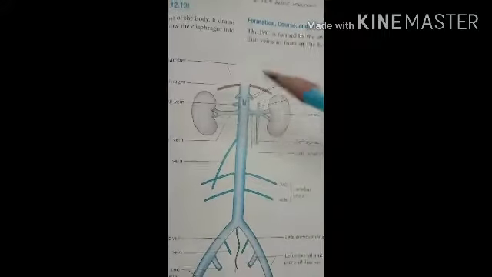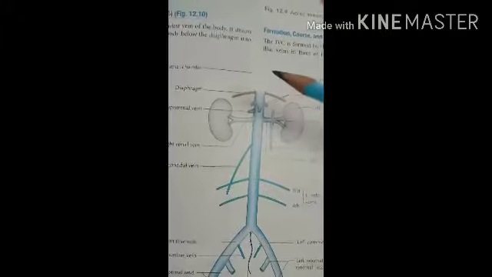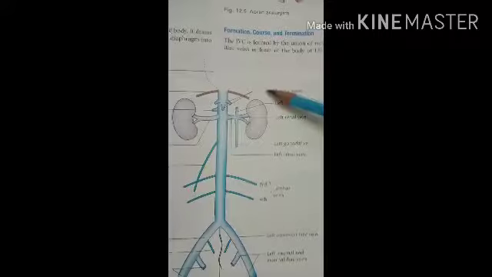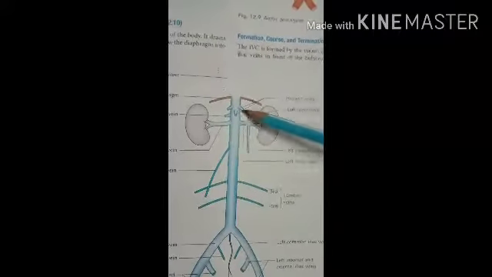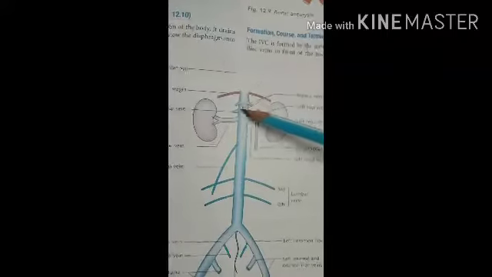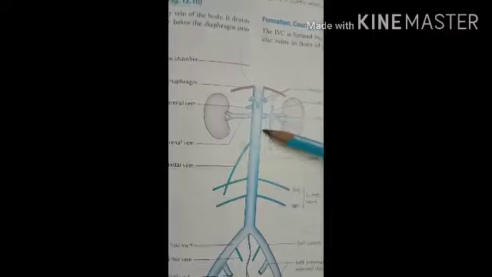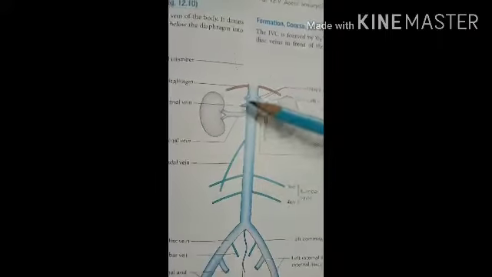Then three anterior visceral tributaries: the right, middle and left hepatic veins. Here you can see the hepatic veins, right, middle and left. These three hepatic veins directly drain into the inferior vena cava. So these are the tributaries which enter the inferior vena cava.